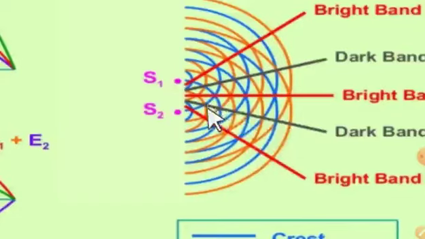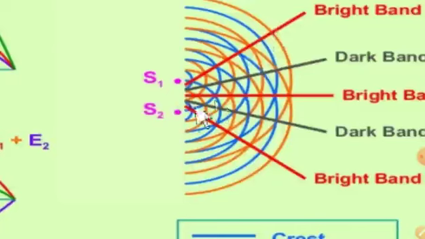See, blue and orange, crest and turf. Crest coming from the source S1 and turf coming from the source S2. For this also here, crest coming from the source S2 and turf coming from the source S1. See, you will see blue and orange, blue and orange, blue and orange. Have you seen? So this will be having what? That destructive interference. Here you will see constructive interference, destructive interference, constructive interference.